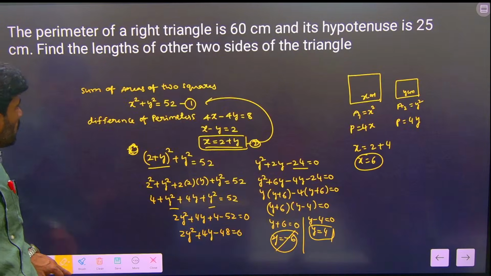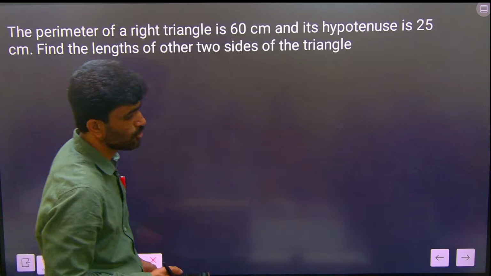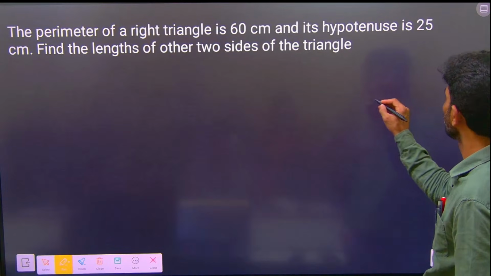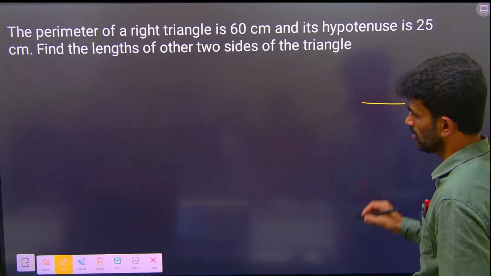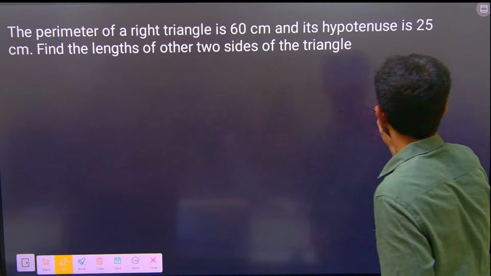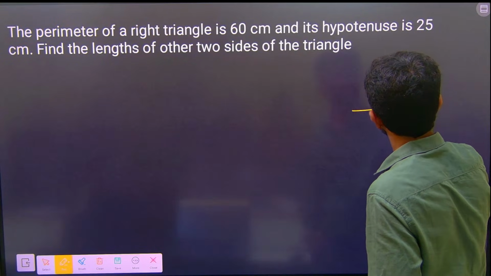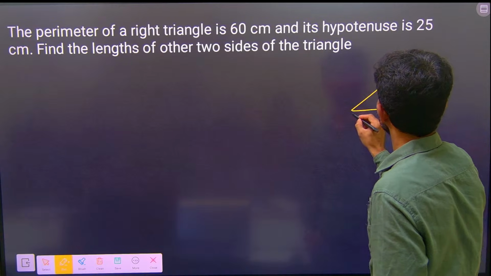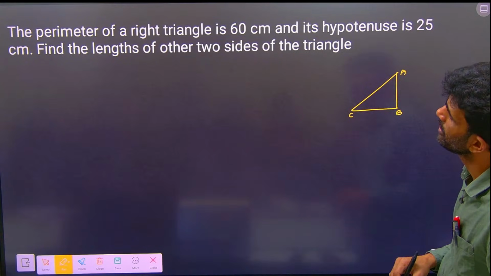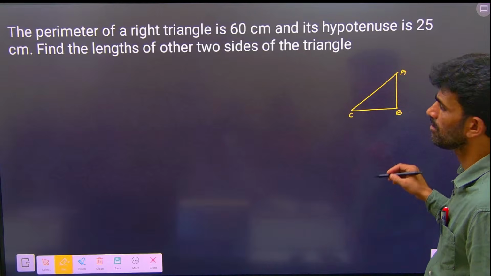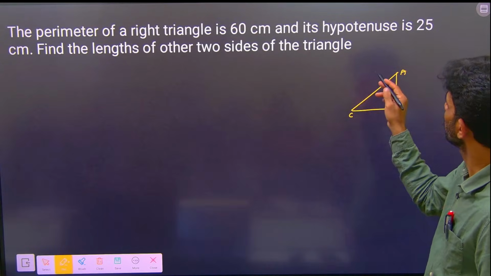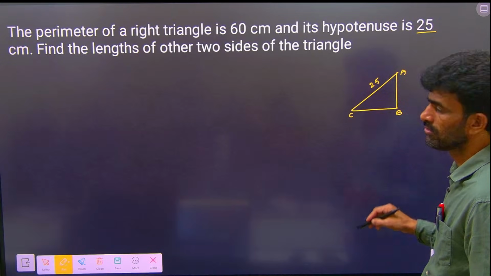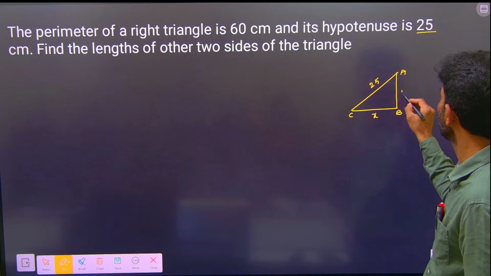This one is also related to geometry, but it is about what? Right angle triangle. Draw the figure. Draw a right angle triangle ABC. What is given? Perimeter is given and hypotenuse is also given. Hypotenuse is 25. These two sides we do not know. Let us take x and y.